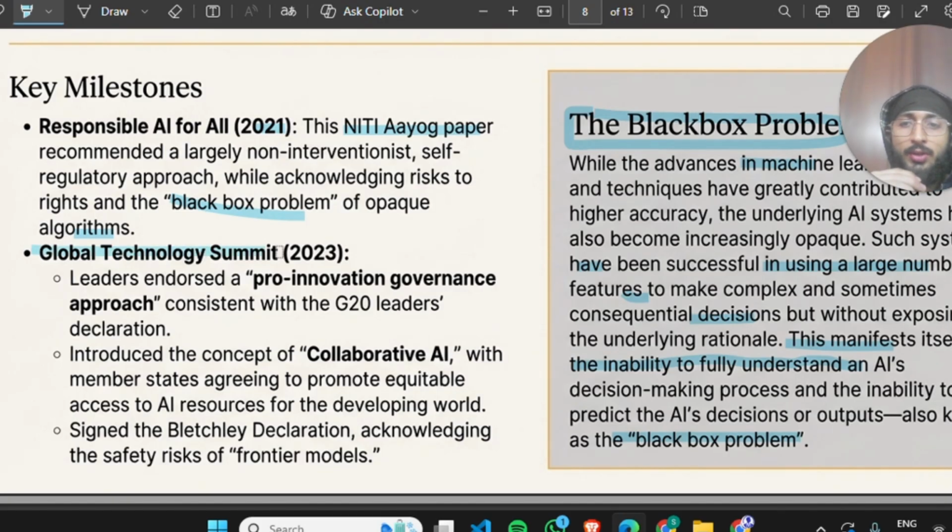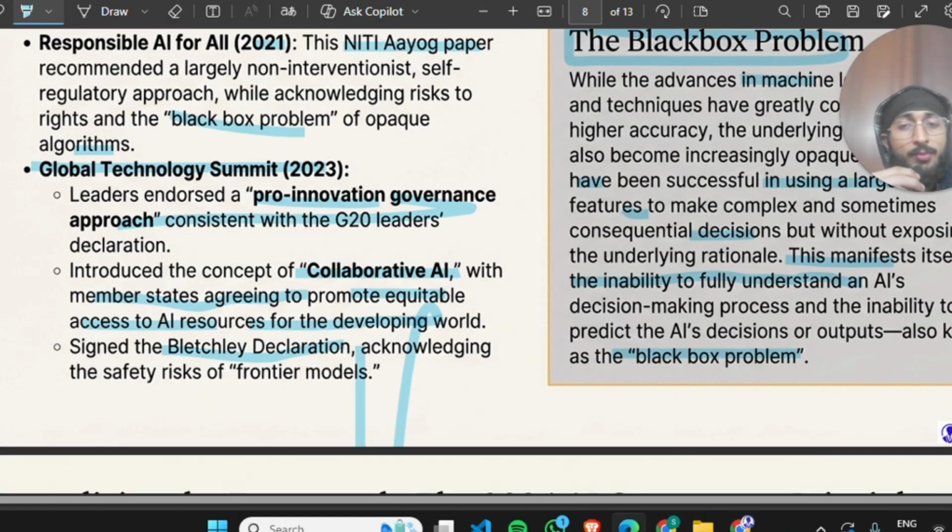Now, Global Technology Summit in 2023, leaders endorsed a pro-innovation governance approach consistent with the G20 leaders' declaration, introduced the concept of collaborative AI, with member states agreeing to promote equitable access to AI resources for the developing world, signed the Bletchley Declaration, acknowledging the safety risks of frontier models.